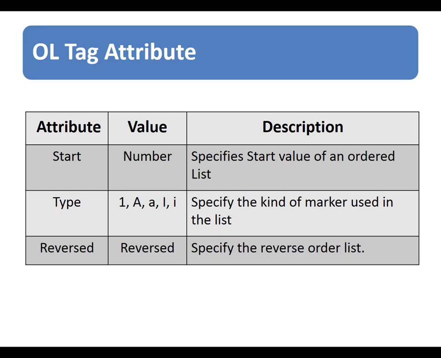The second attribute type specifies the kind of marker used in the list. You can specify the value of type attribute as a number, then capital letter alphabet, small letter alphabet, capital letter Roman number, or small letter Roman number. The reversed attribute specifies the reverse order list. The value of reversed attribute is also reversed.